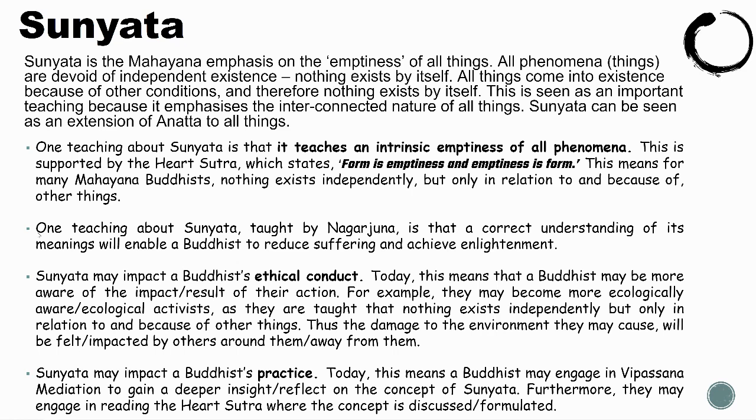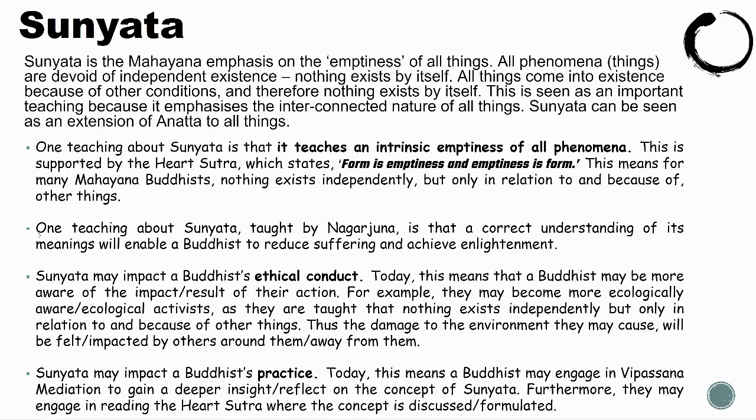And it's supported by the heart of the perfection of wisdom literature, the Heart Sutra, which you will have studied and which reminds you that all of the five aggregates are empty. For example, the rupa, or the form, is emptiness, and emptiness is form. And it says the same about the other aggregates. All of the aggregates themselves are empty, meaning they're collections and collections of collections. This means that for many Mahayana Buddhists, nothing exists independently, but only in relation to, because of other things.